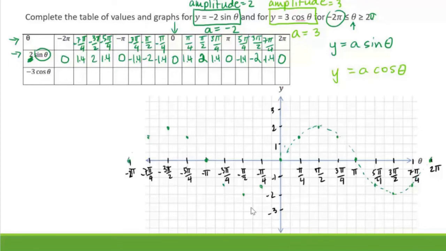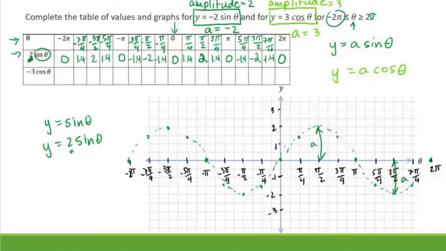You'll see that the shape is exactly the same in this second period that we've now drawn as it was in the first one. The only difference between y is equal to sine theta and y is equal to 2 sine theta is the amplitude. The period is the same, but instead of reaching a maximum of 1 and a minimum of -1, we reach a maximum of 2 and a minimum of -2. The amplitude for this function is 2, but it's otherwise the same.